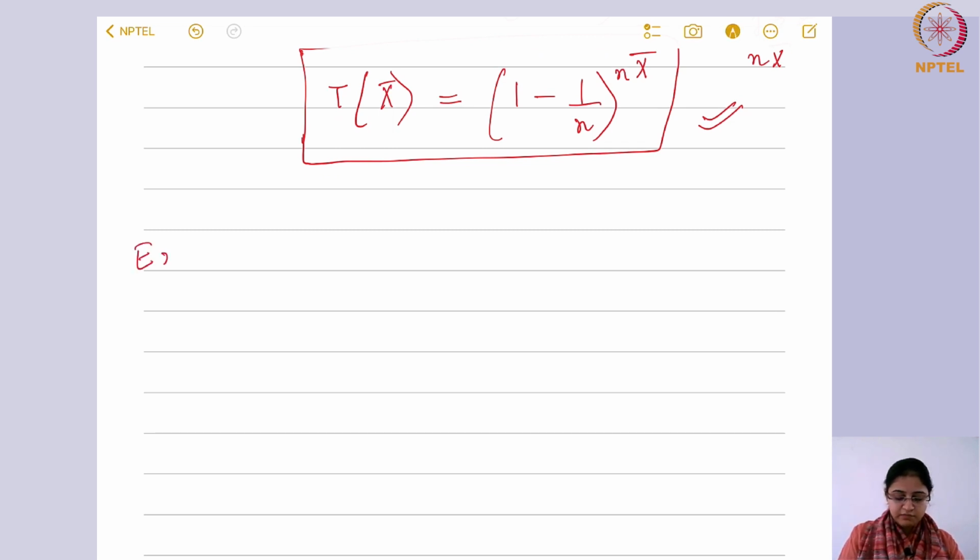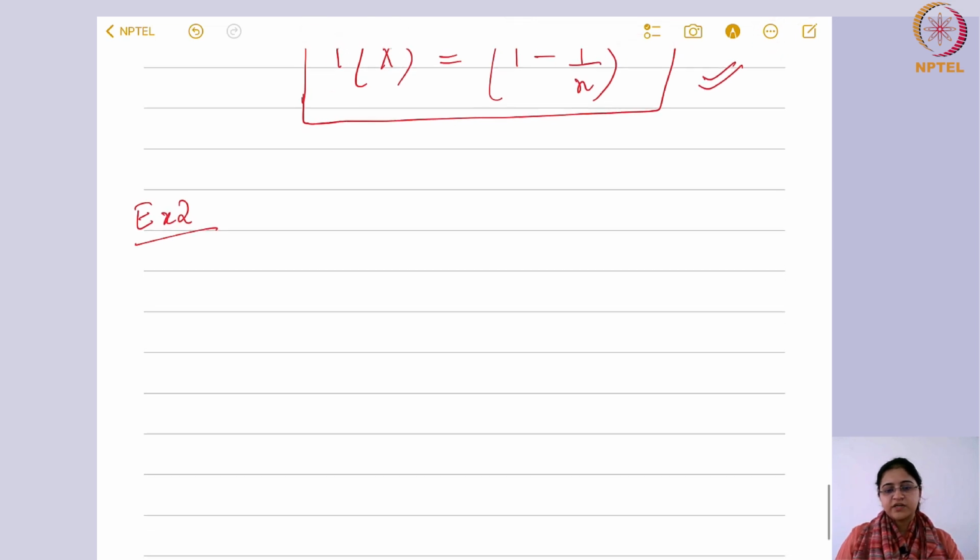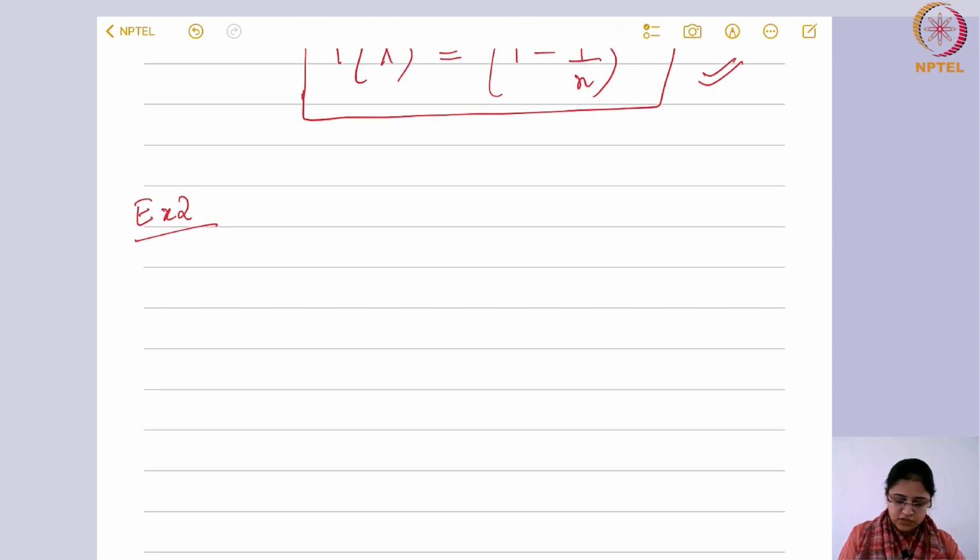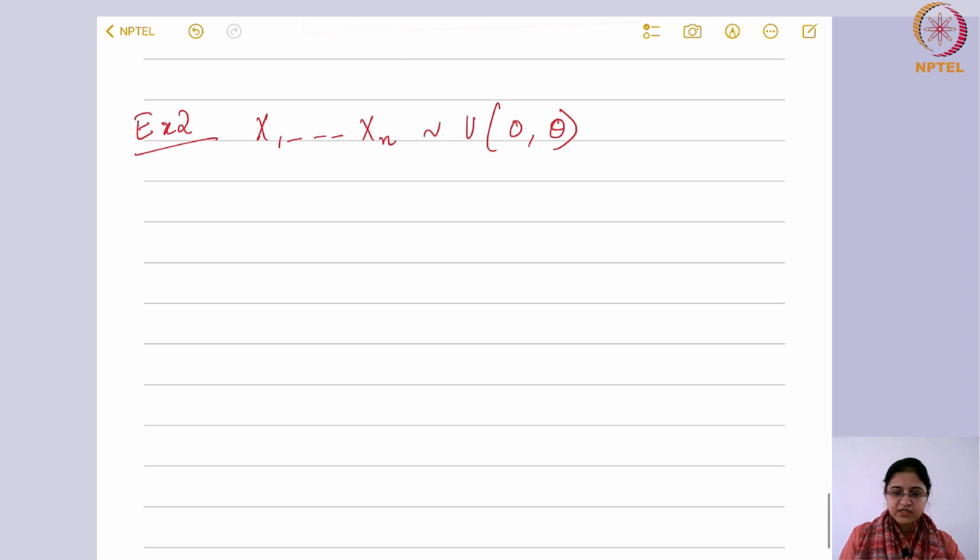So the second example says that if you have a random sample x1, x2, ..., xn coming from uniform(0, theta), then we have to find an unbiased estimator for theta raised to power r.